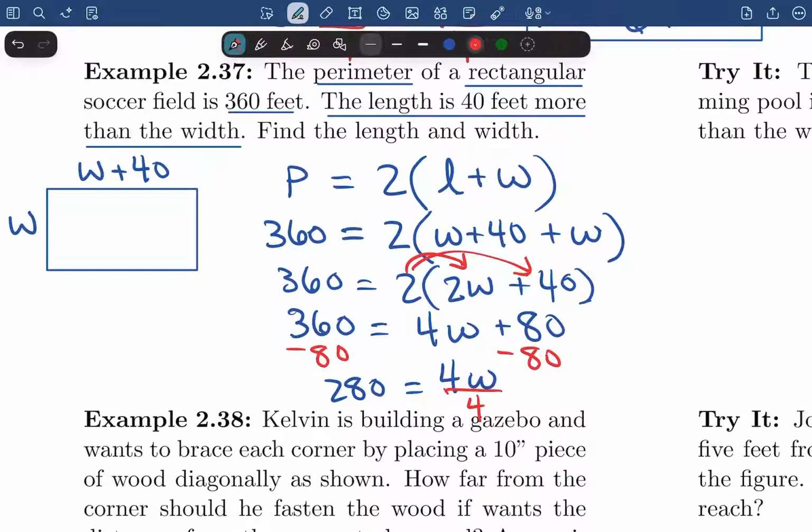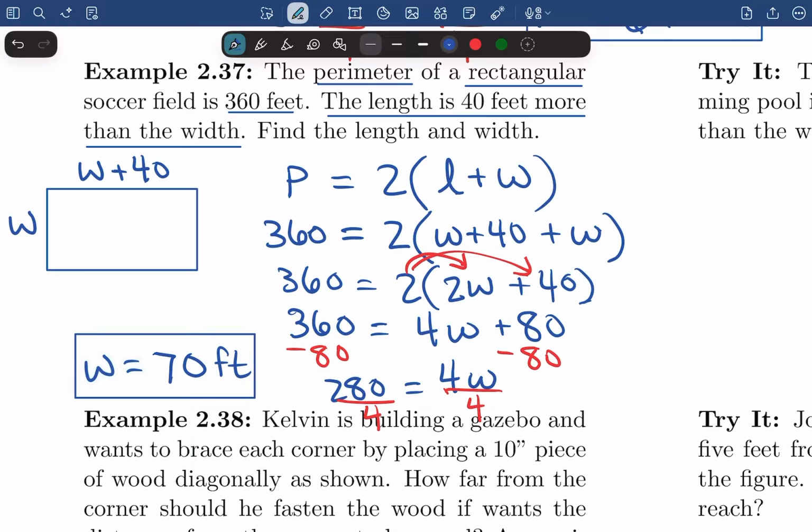Now, divide 4 from right to left. We now know that the width is equal to 70. Well, 70 what? 70 feet. Feet is the unit of measurement that we're using.